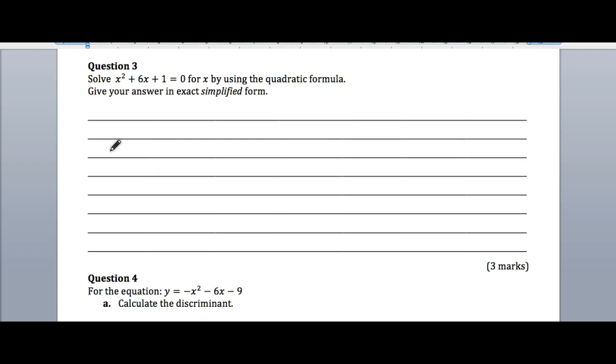Anyway, solve x squared plus 6x plus 1 equals 0 for x by using the quadratic formula. Give your answer in exact simplified form. So your quadratic formula, and I think I might have to stop soon to take my puppy outside.